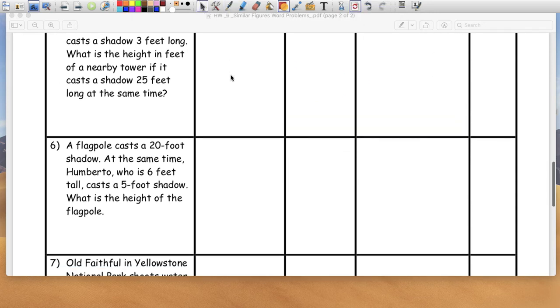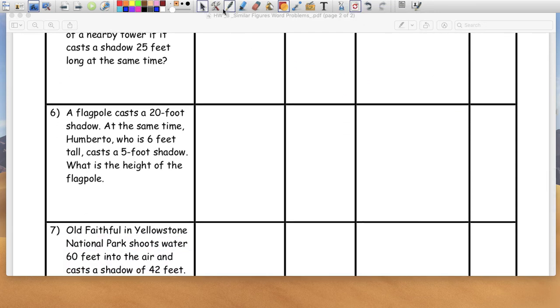Number 6, a flagpole again. So there's the flagpole, and the shadow of the flagpole is 20 feet. Then we have Umberto, who is 6 feet, and his shadow is 5 feet. So what's the height of the flagpole? We'll call this x.